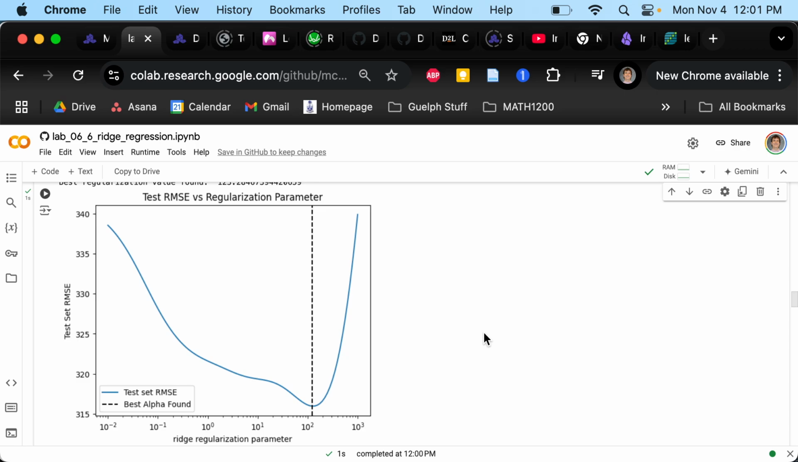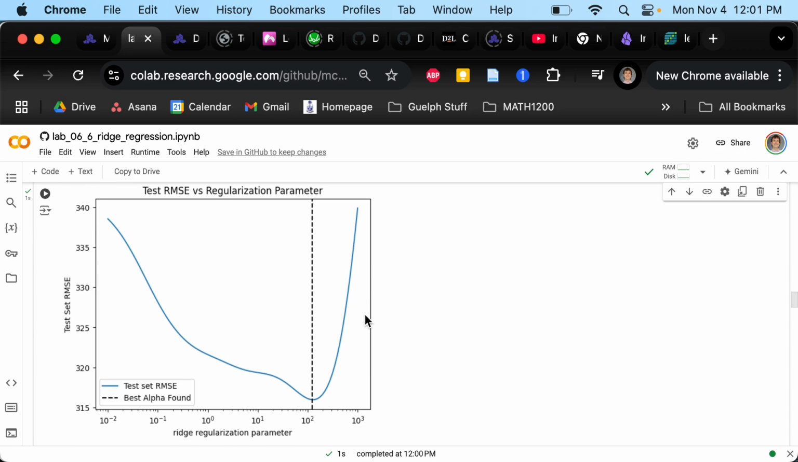So moral of the story, make sure you standardize when you do ridge regression. Otherwise, you're going to get total garbage, and it's going to seem like it's not working. But it won't tell you, right? It just won't work, and it'll fail silently.